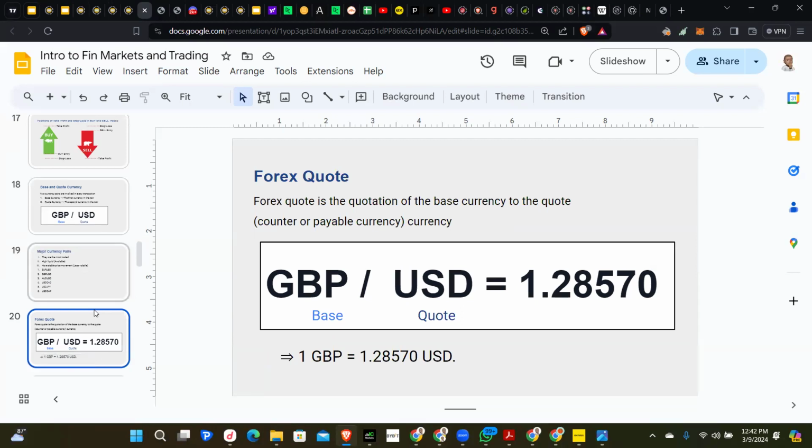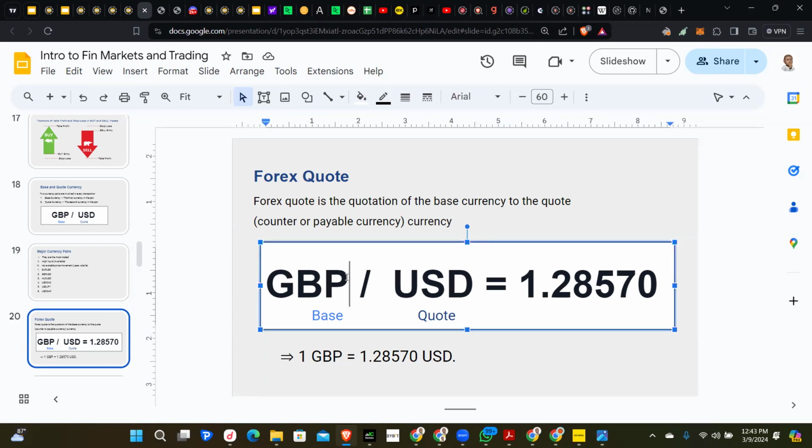Then let's look at the forex quote. Like I was explaining earlier, it's just the quotation of the base currency to the quote currency, or what we call the counter or payable currency. So if we say that the price of GBP/USD is 1.2850, what this simply means is that for you to get 1 GBP, you need to bring this amount of United States dollar. So that means for you to be able to get the base, we are going to use the quote to make the payment. That is why the quote is called a counter or payable currency. So that means 1 GBP is equal to $1.2850.